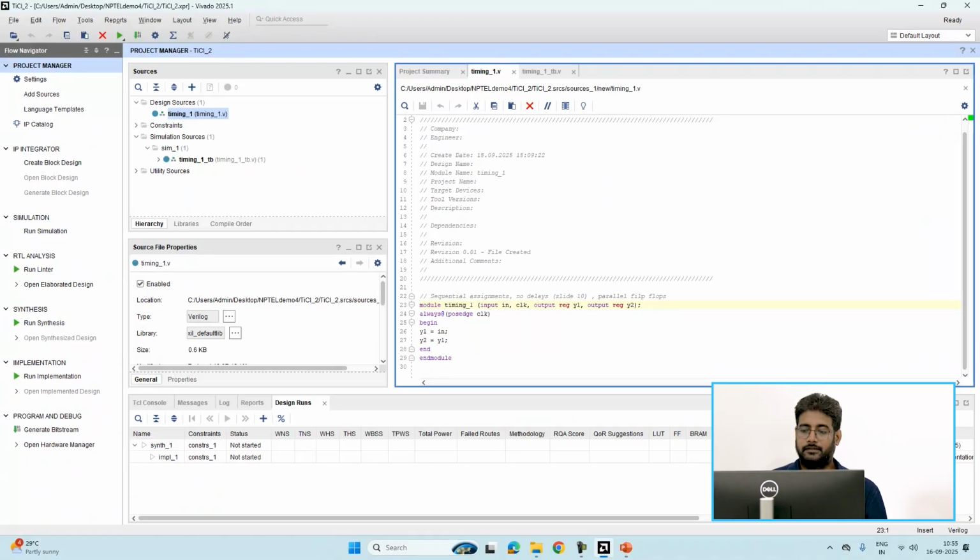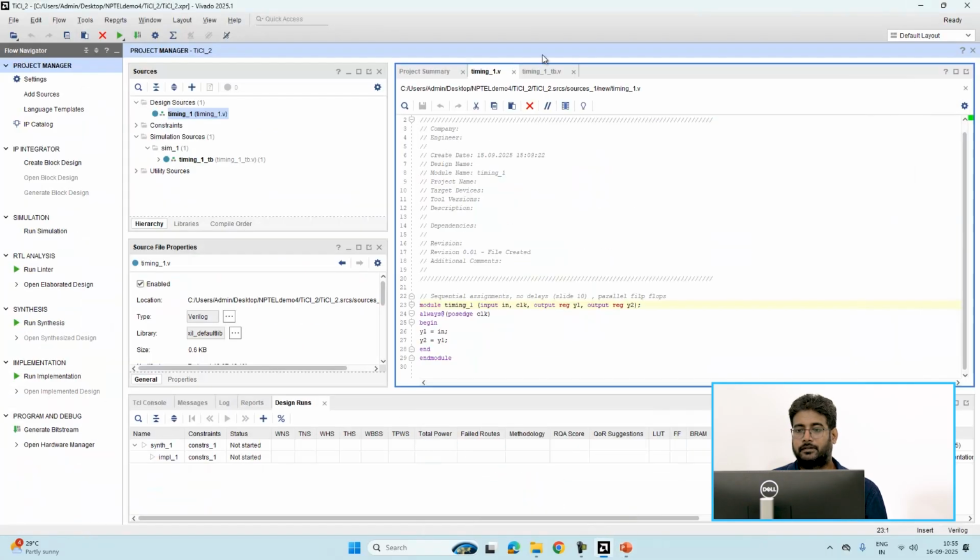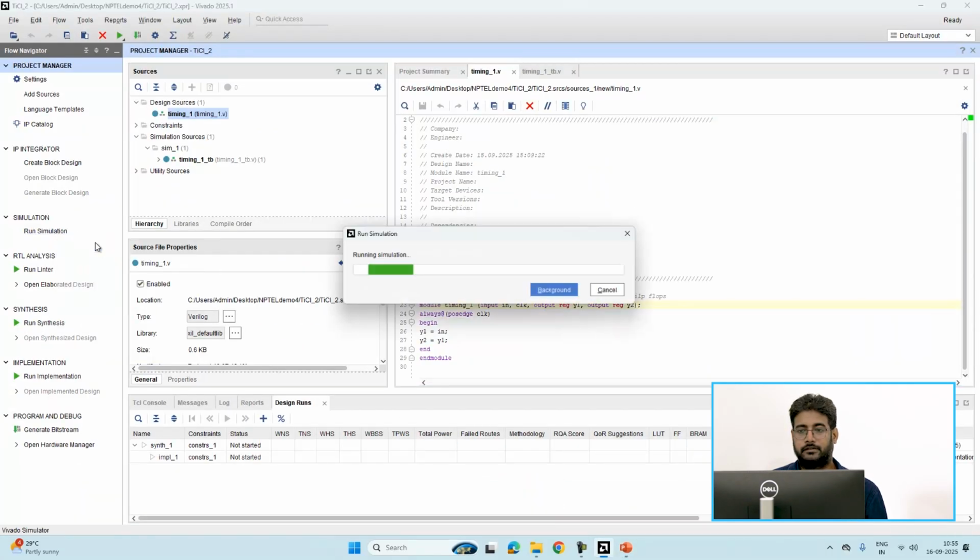It makes a parallel flip-flop as shown here. It's a parallel flip-flop. Input to both, the same clock and delay, and Y1, Y2. Input is assigned to Y1 and Y1 is assigned to Y2. So it is like this. We will run it first.